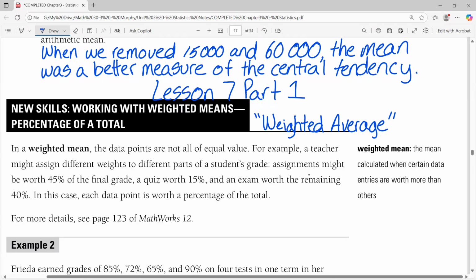So in a weighted mean, the data points are not of all equal value. For example, a teacher might assign different weights to different parts of a student's grade. Assignments might be worth 45% of the final grade, a quiz worth 15, an exam worth the remaining 40. In this case, each data point is worth a percentage of the total.